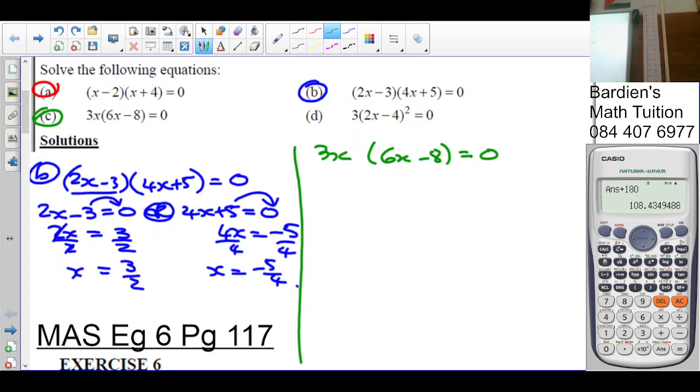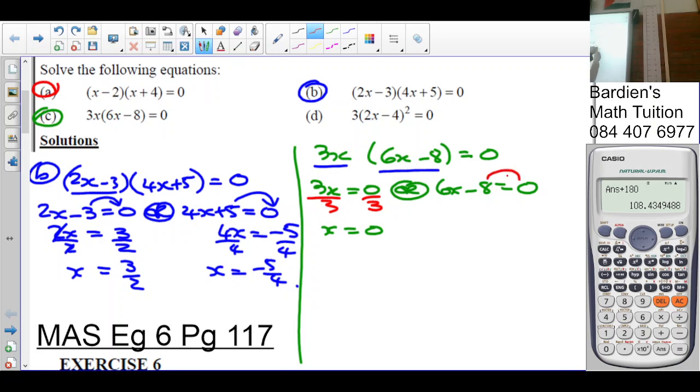What can we say here? 3x is equal to 0 or 6x minus 8 is equal to 0. Okay. Now what? Divide by 3 on both sides. So x is equal to 0.